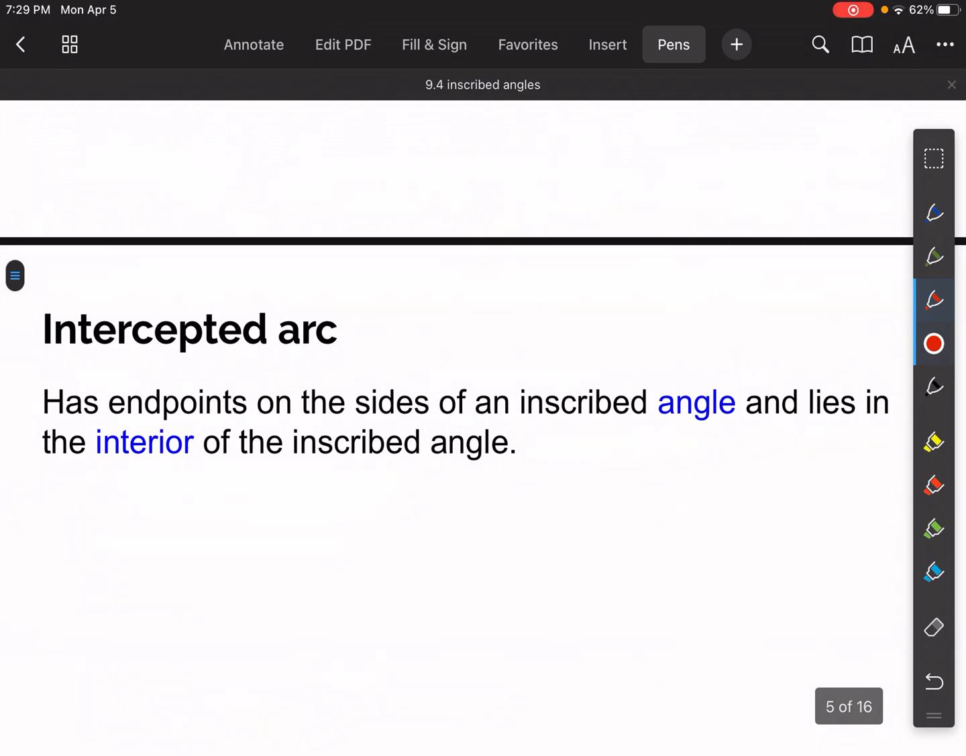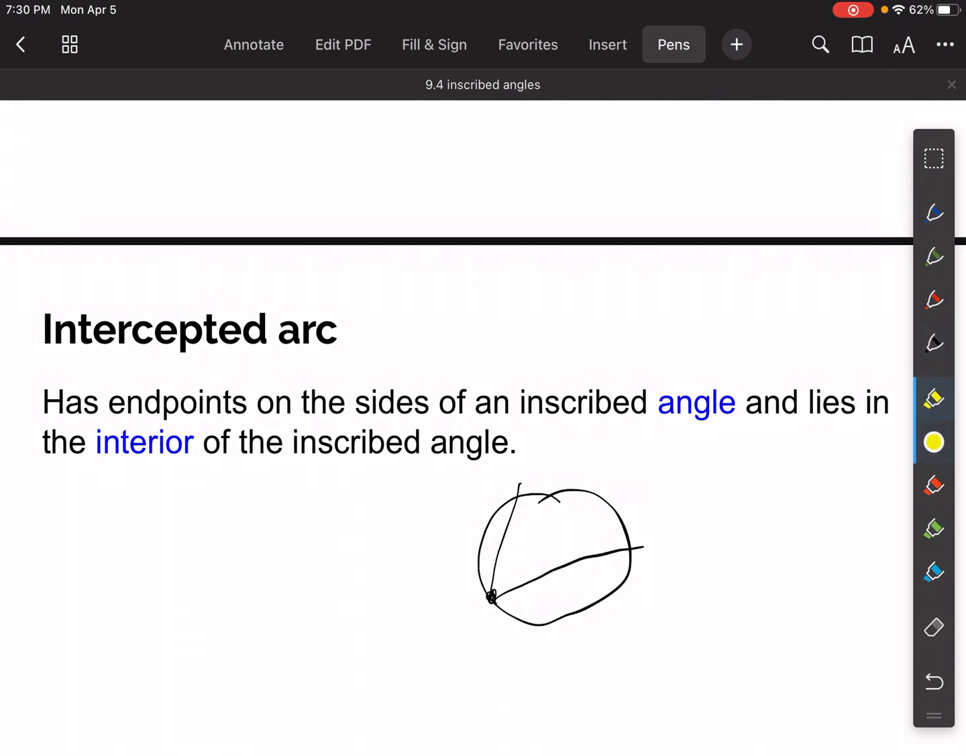The intercepted arc is the other thing that you need to know about. It has endpoints on the sides of an inscribed angle and lies in the interior of the inscribed angle. So basically what this is saying is this. An intercepted arc is, if we have an inscribed angle like this, okay, this arc here, from here to here, the yellow part is called the intercepted arc. It has endpoints on the sides of an inscribed angle and lies in the interior of that inscribed angle. Okay, so that is what an intercepted arc is.